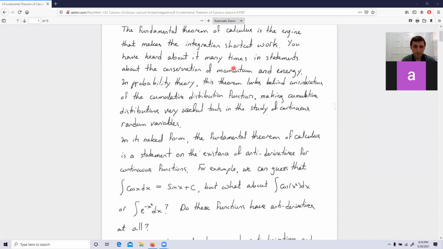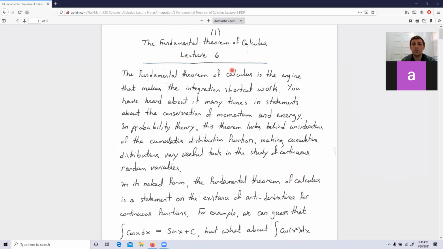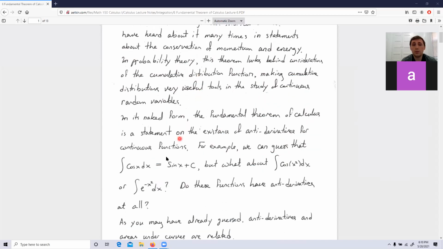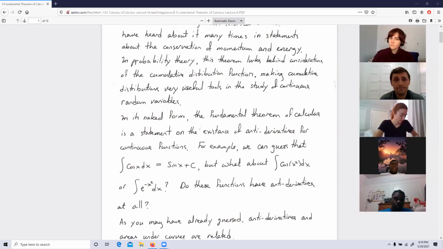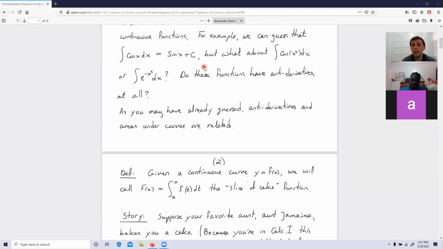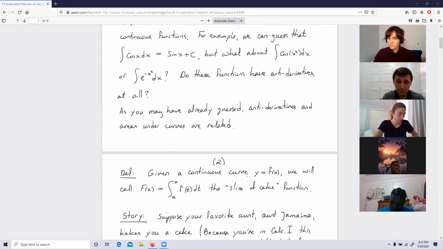So now back to this topic. Today we talk about one of the most important theorems, guys, and the idea begins here. We know how to calculate antiderivatives for functions like cosine, correct? But how about a function like cosine of x squared or e to the minus x squared? How do we accomplish that? Do those functions even have an antiderivative? Those are the questions that we can address using the Fundamental Theorem of Calculus.